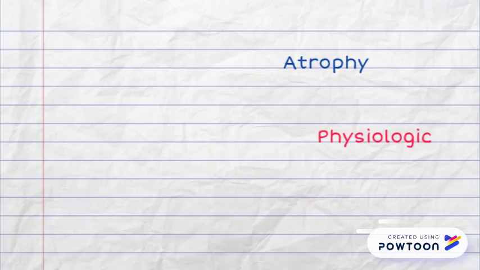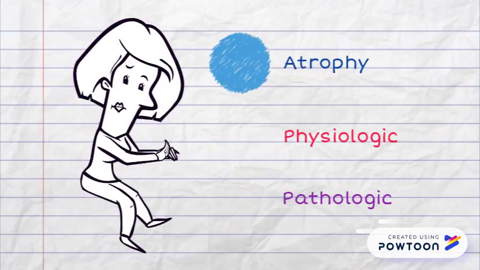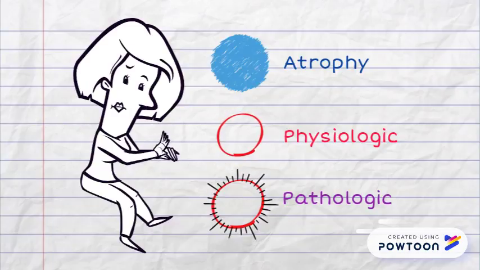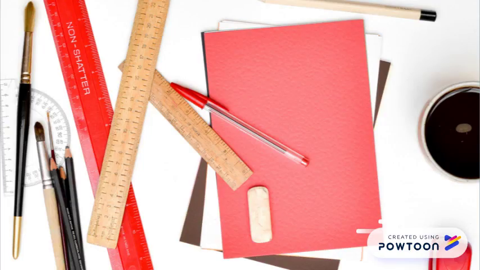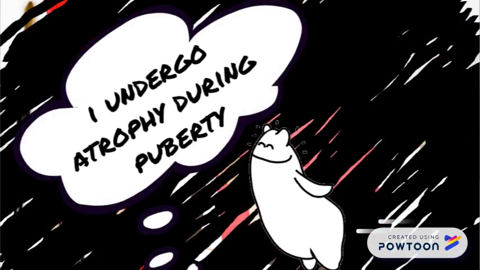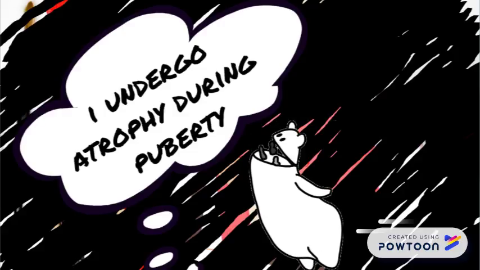On the other hand, atrophy is a decrease in size of a normally mature tissue or organ. There is physiologic and pathologic atrophy. Physiologic occurs as a natural consequence of maturation, and pathologic is a consequence of a disease. One example of physiologic atrophy is the thymus, which undergoes decrease in size during puberty.